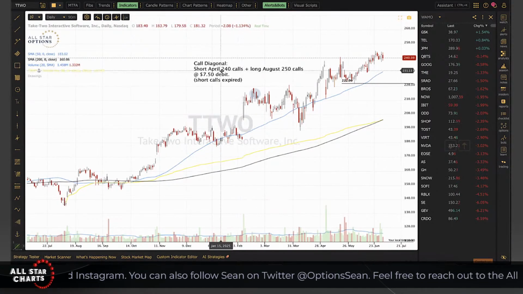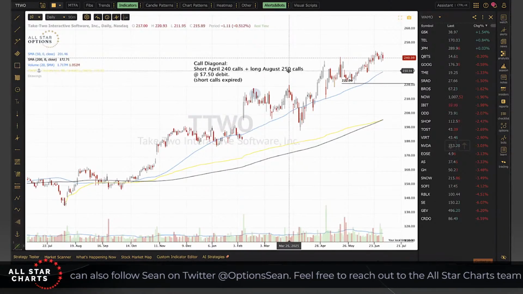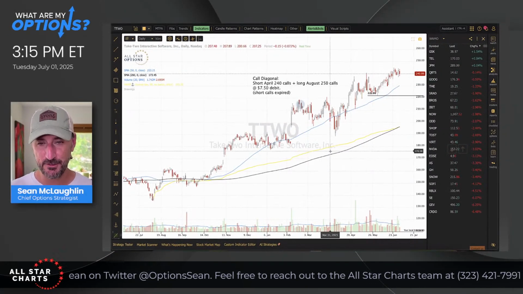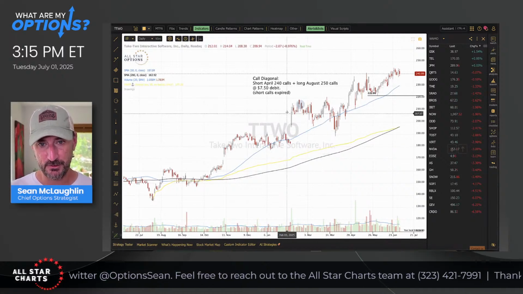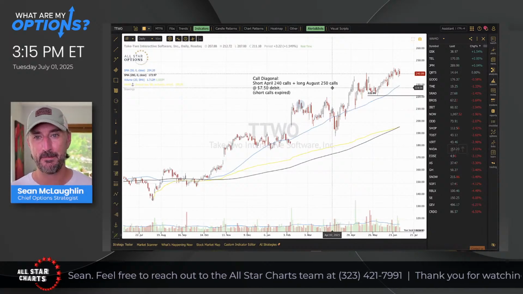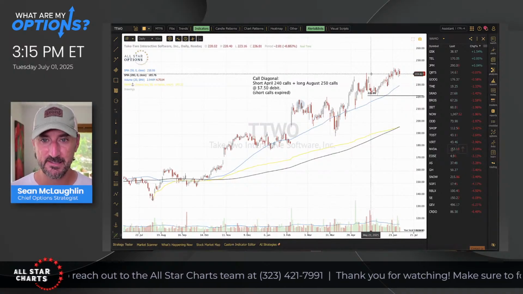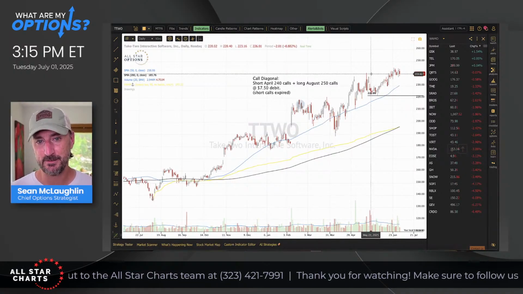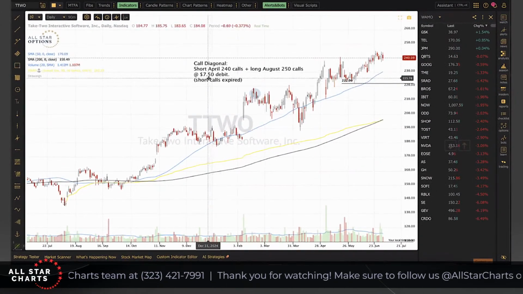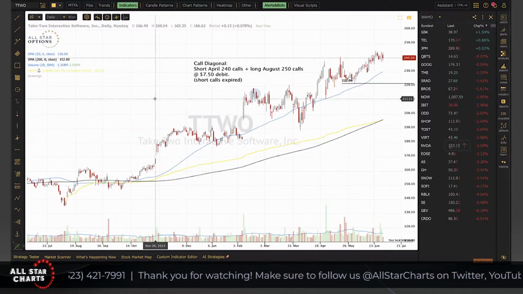In this case, I shorted April 240 calls, and I got long the August 250 calls. So it's almost a calendar spread, not quite, because the strikes aren't exactly the same, but they trade similarly. When I put this trade on back in February, I wanted to be long those August 250 calls. I just didn't want to pay the full price. I think they were going to cost me about 12 or 13 bucks to buy, and I thought that was too much. So I was able to sell the April 240 calls, and that cut my cost down dramatically. My net cost ended up being 750 instead of 1250, I think, is what it would have been.